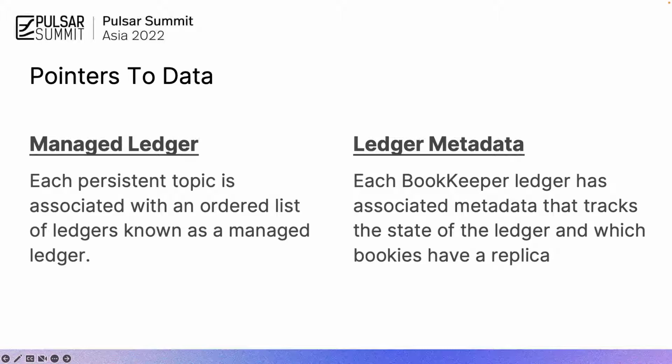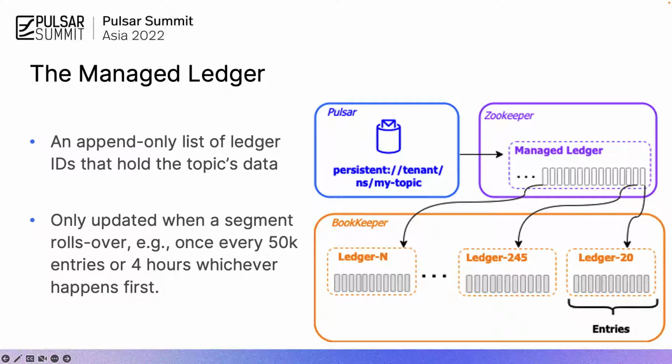The first of these categories is the metadata used to track the location of data stored in other parts of the system, aka pointers to data. There are 2 types of pointers that need to be maintained in Pulsar. The first is known as the managed ledger, which keeps track of the Pulsar topic data itself. The second is the ledger metadata, which tracks the bookkeeper replicas across all the different bookies within the bookkeeper system.